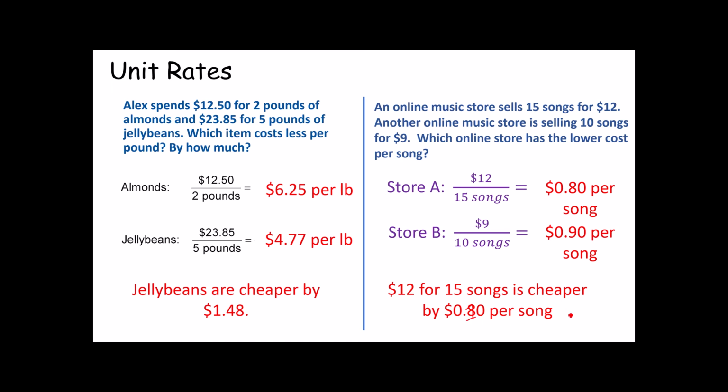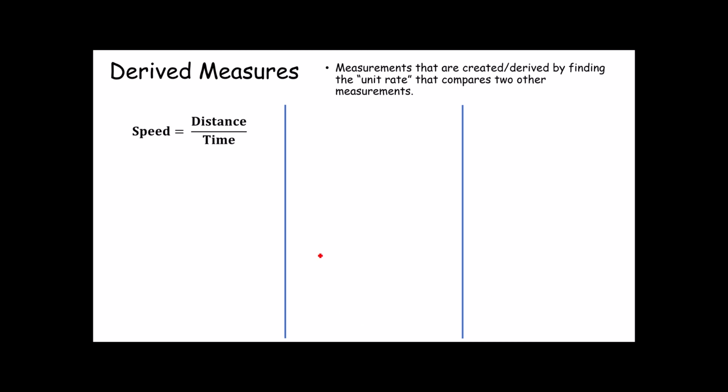Not too bad, right? One last thing that we need to talk about before wrapping up our lesson on ratios, rates, and unit rates is something referred to as a derived measure. Derived measures are measurements that are created or derived by finding the unit rate that compares to other measurements. For example, if I have a unit rate describing distance compared to time, that unit rate is often referred to as the speed.